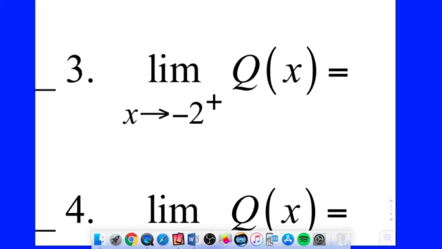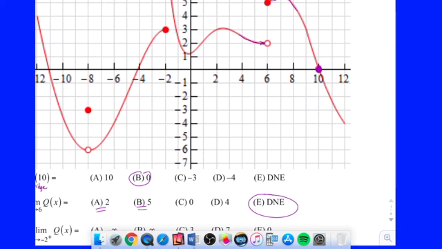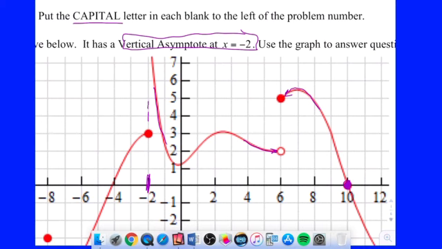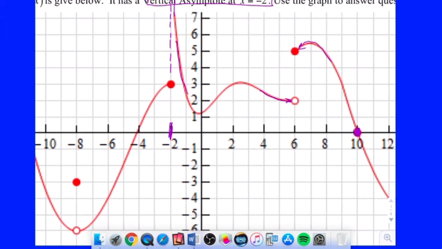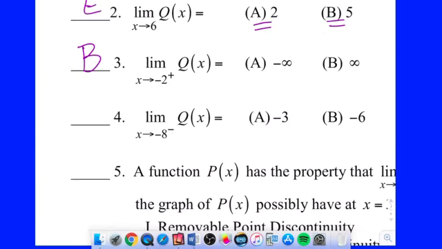This is the right-sided limit at -2. So here's -2. We need to approach from the right. Well, it looks like it's going up. This is where this piece was important. It said there's a vertical asymptote at -2. So you could assume that there's a dotted line there, and it's going to go up, up, up to where? Infinity, right, and that's answer choice B. Now notice we do have it defined at the vertical asymptote, and that's because this would be some kind of piecewise definition.